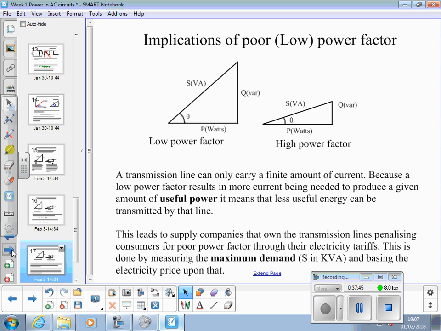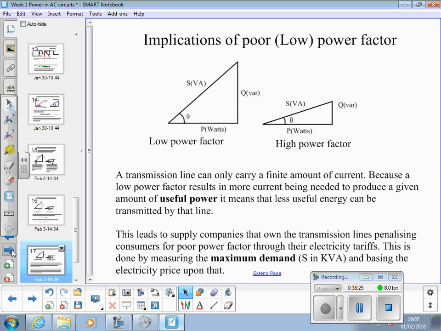So, implications of lower power factor. A transmission line can only carry a finite amount of current. So they put these cables in, they're a certain size, and they can carry so many amps. Because a low power factor results in more current being needed to produce a given amount of useful power, it means that less useful energy will be transmitted by that line. This leads to supply companies that own the transmission lines penalising consumers for poor power factor through their electricity tariffs.